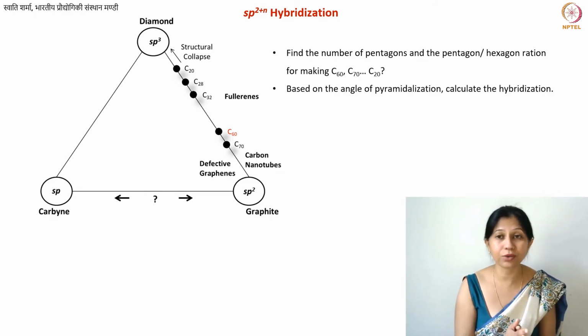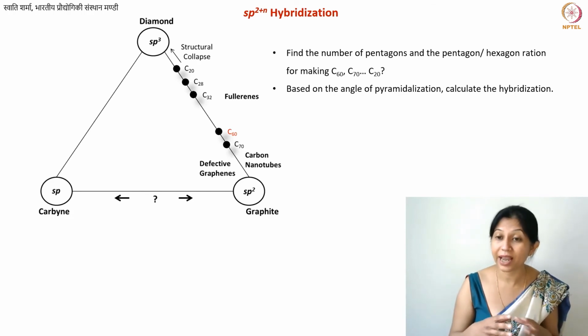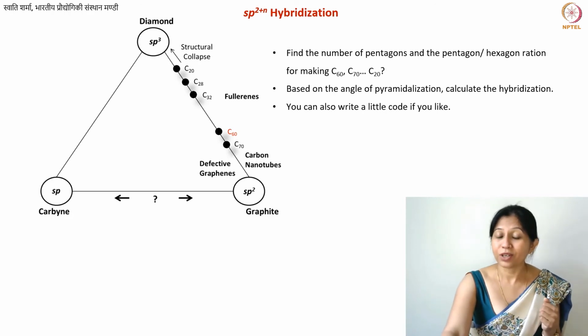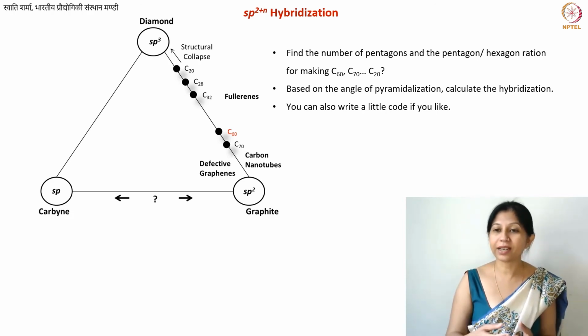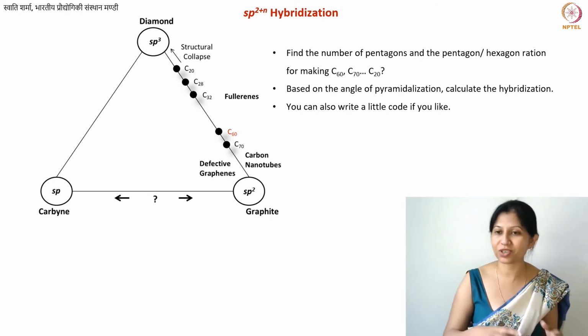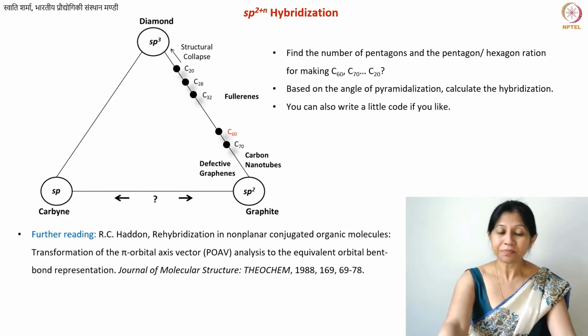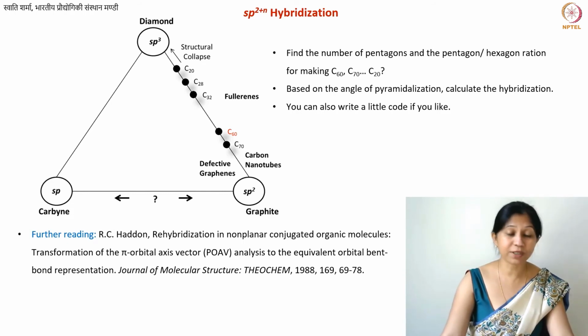What you can also do is take different angles of pyramidalization and try to back calculate the hybridization states. What you can also do, if you already have all these calculations, is write a little code where you just enter the value of hybridization and then back calculate the geometry, or the other way around. Okay. Fine. So now I'll tell you a few options for further reading.